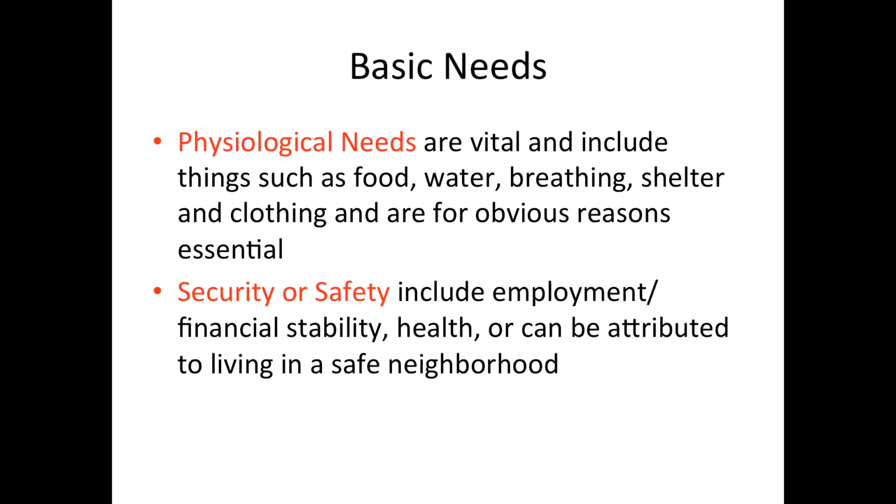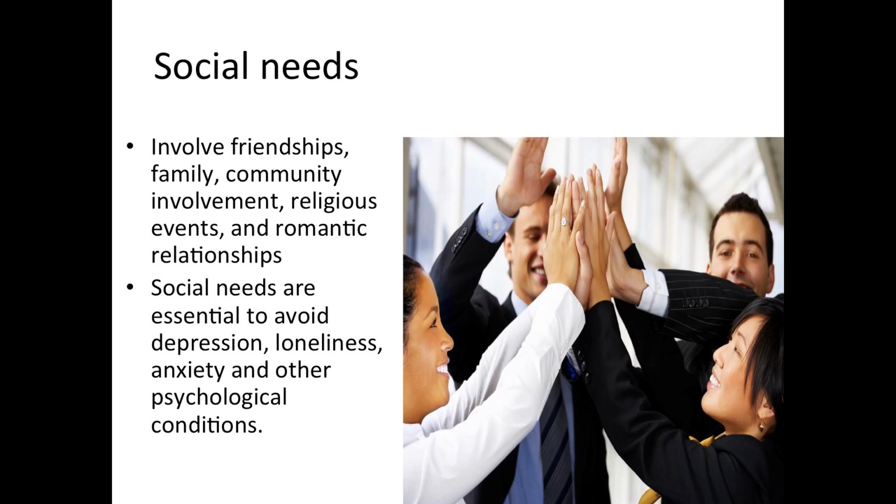The next are security and safety. These include employment and financial stability, health, or can be attributed to living in a safe neighborhood. The safety and security aspect is also a great way to secure all these things. If you have them and you don't need to worry about them, then you can move on to more complex needs such as social needs.